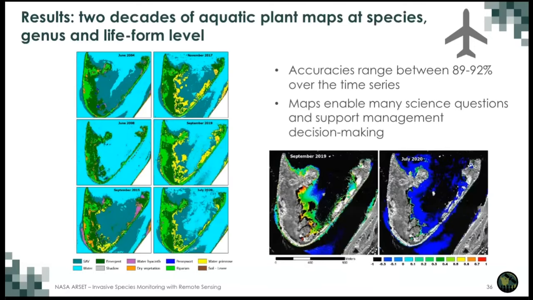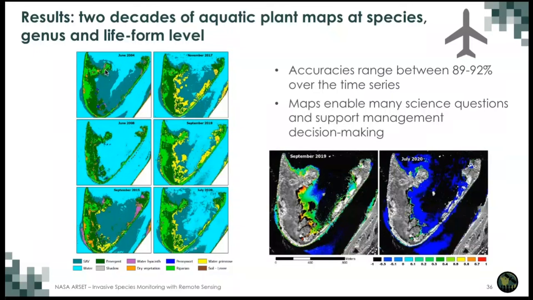The result of all of these inputs and the machine learning algorithm is that we are now able to create two decades of invasive aquatic plant maps that are classified at the species, the genus, and the life form level. We can see here an example of one of those time series, where we have maps that have been created from that machine learning random forest classifier with all of the many inputs we discussed. They show submerged aquatic vegetation classified to the life form level and emergent aquatic vegetation classified to the life form level, as well as water hyacinth in purple that is classified at the species level, pennywort, which is that native floating aquatic vegetation classified to the species level, and water primrose classified to the genus level, as well as water, dry vegetation, riparian soils, and shadows.